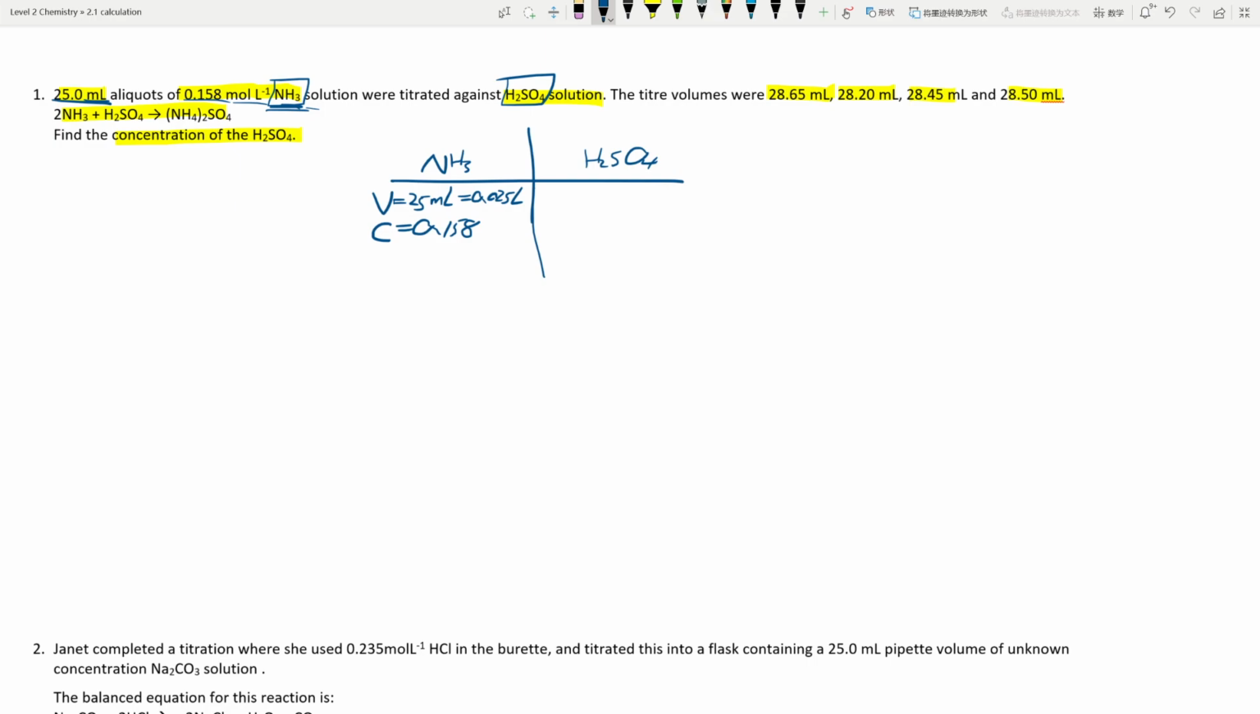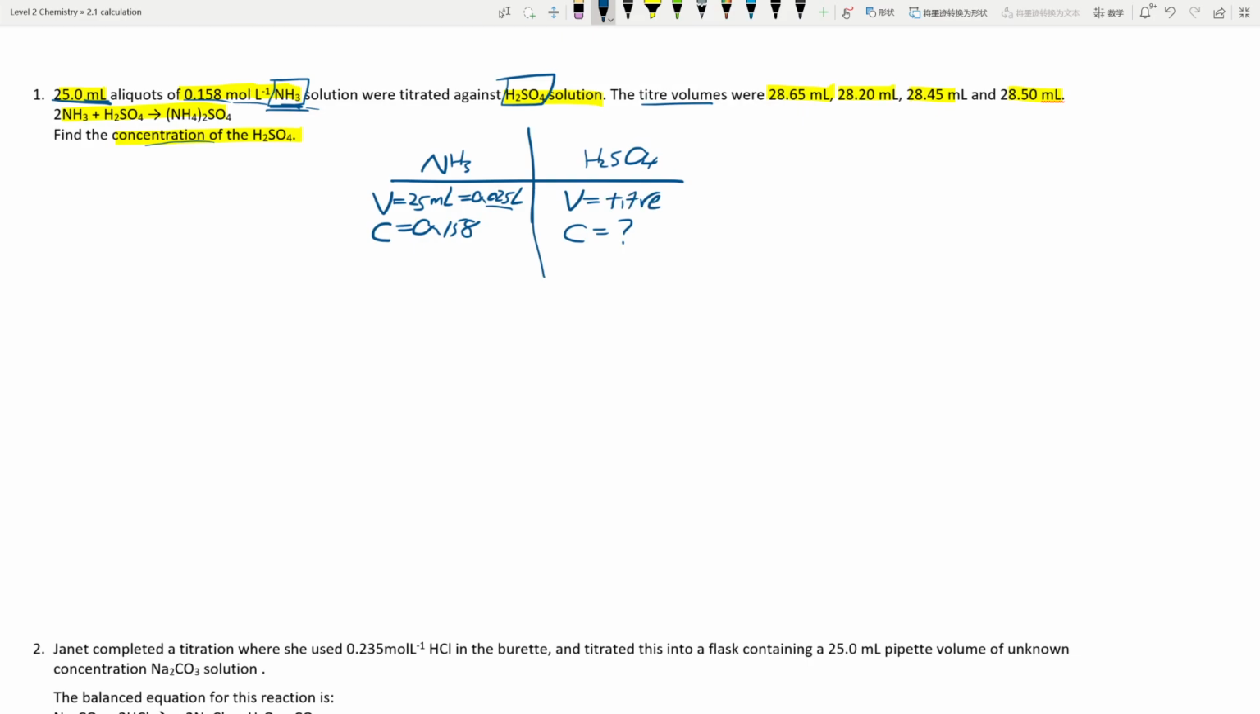Okay, now what are we trying to do? We're trying to calculate the concentration, so we don't know this concentration. Now, the titer volumes, and this is where people get confused. What is a titer? Well, you only have two solutions. One of them you already know, 25 mils, which is from the pipette. So this must be the titer.